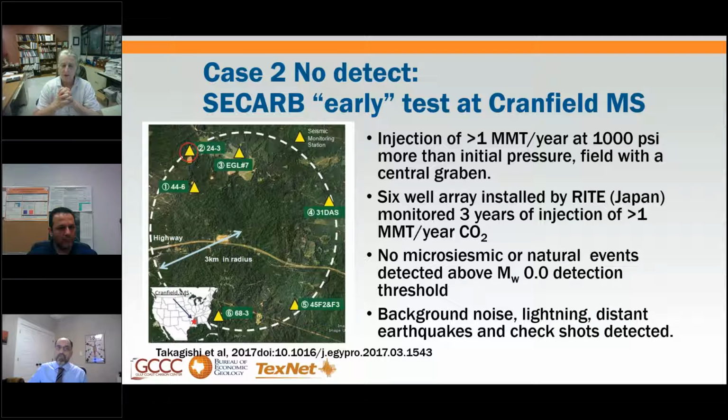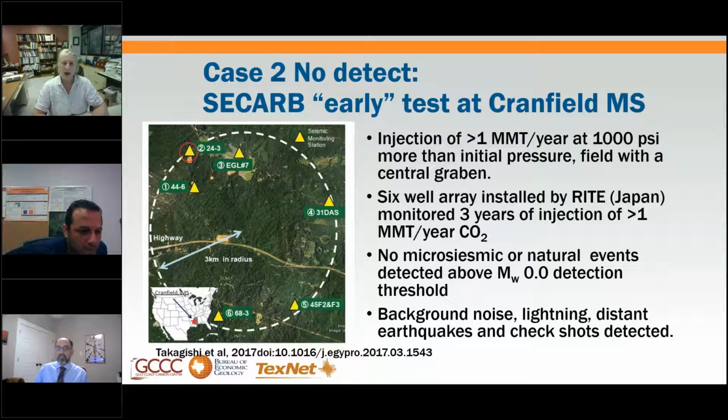The operator took the pressure way high, to 1,000 psi more than initial pressure, and it has a structural central graben in the area shown. It's got a graben, 2 large faults at reservoir depth. So we thought we would see some interesting geomechanical effects, and we partnered with a number of people. The one I'm talking about here is an installation by the Wright in Japan, who monitored for 3 years.